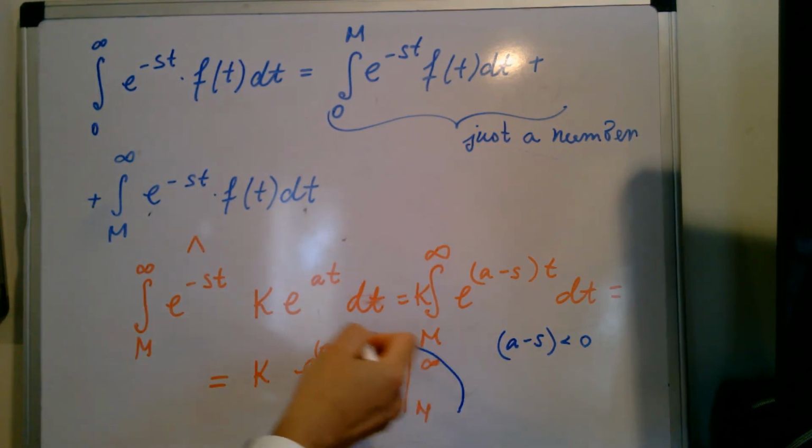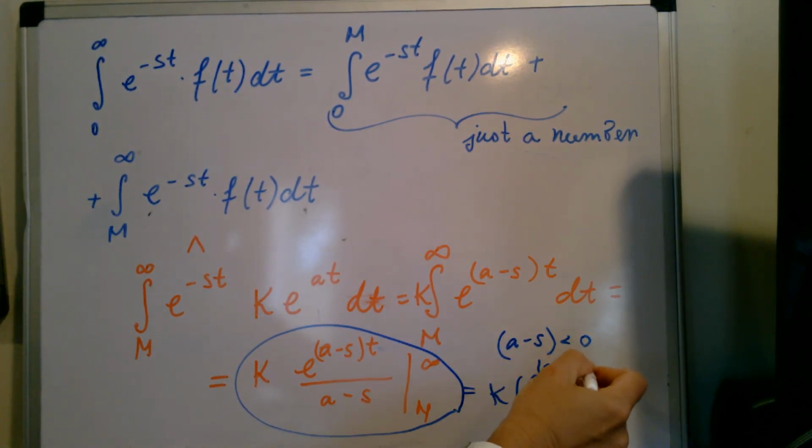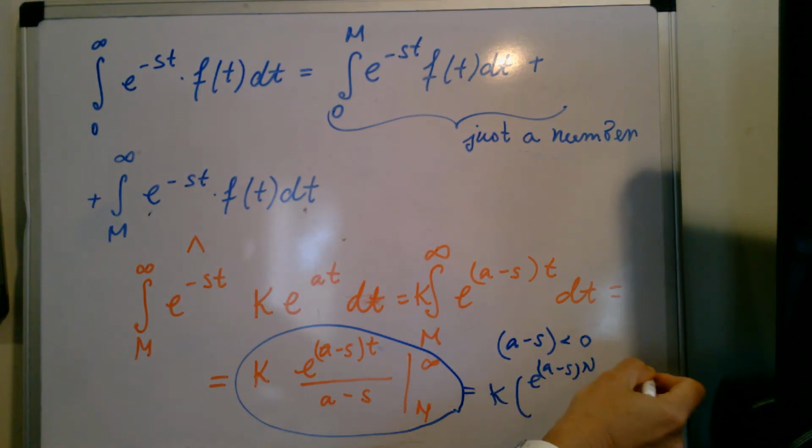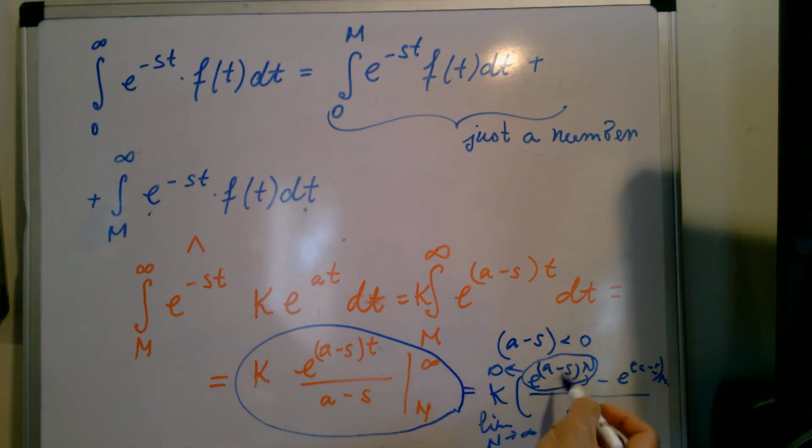Well, again, let me circle it, and I don't want to copy it again. I'm going to just write down e to the power of (a minus s)n minus e to the power of (a minus s)m, over a minus s. I think, can you see it? Yeah, you can see it. Okay, so this term will go to 0 when n goes to infinity. Let me put a limit, n goes to infinity. When n goes to infinity, this term will go to 0 only if a minus s is less than 0.